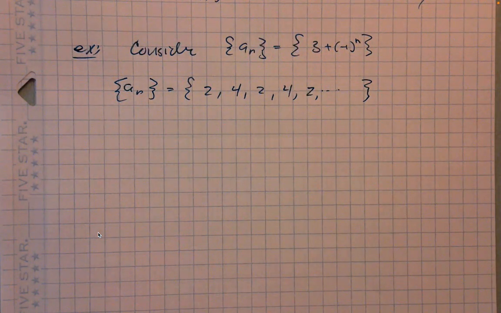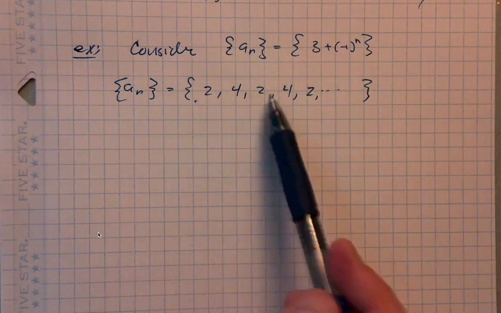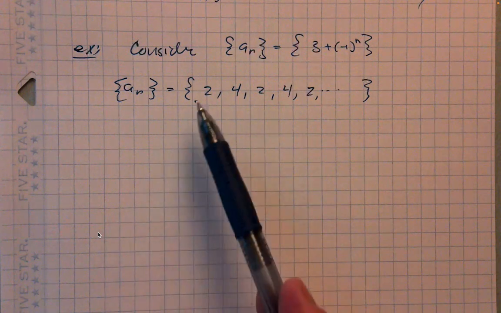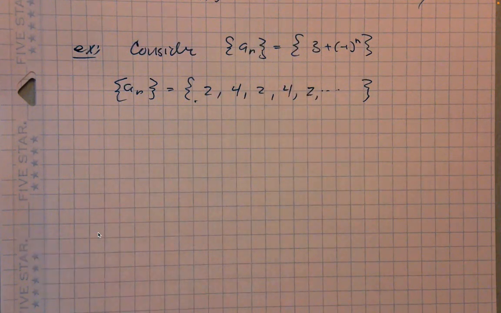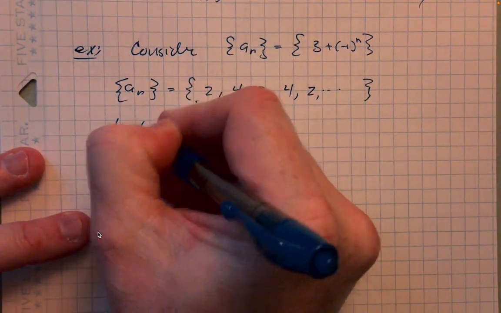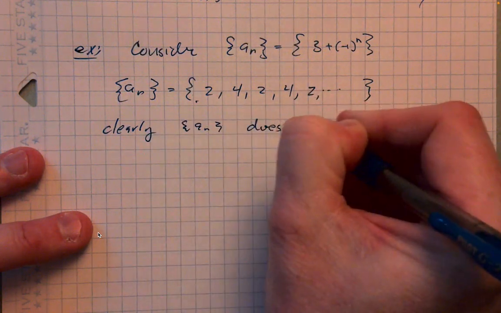So clearly there are only 2 values in this sequence, and they oscillate back and forth between one and the other. So it's 2, and then it's 4, then it's 2, then it's 4, then it's 2, then it's 4. Does this sequence converge? No, right? Definitely not. This sequence doesn't ever settle down. So, clearly, a of n does not converge.